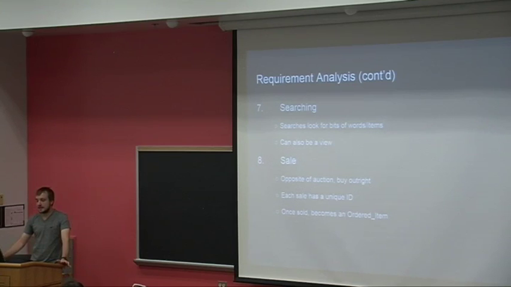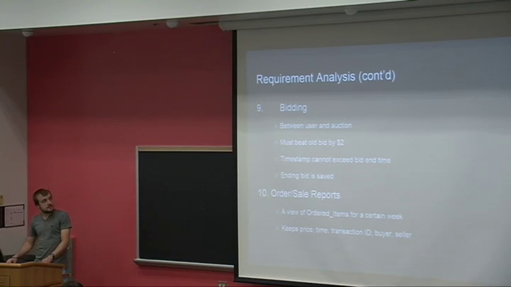Next biggest point would be a sale. Every time a user completes a transaction, that item becomes an ordered item, and then that order item has an address and a unique order ID. That way, users can distinguish between other orders. And same thing with auctions as well. They are given an order ID, the delivery information is given, and so is the payment information.